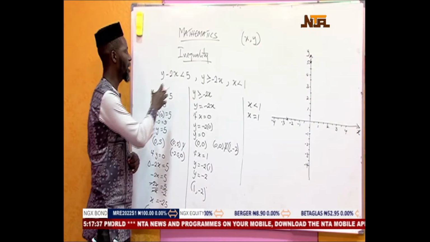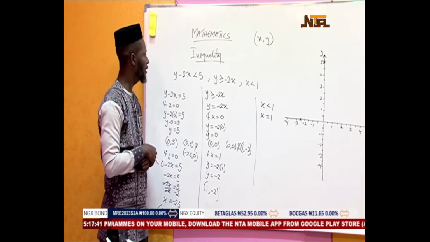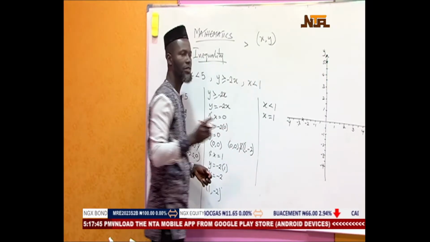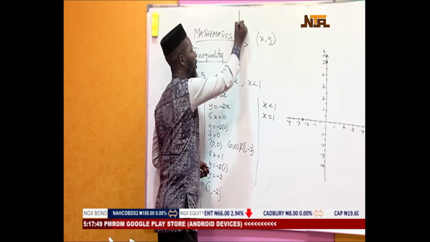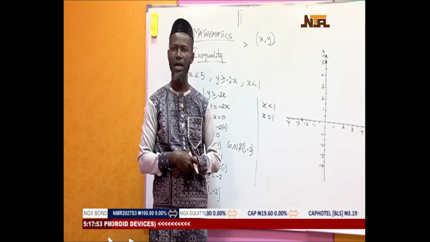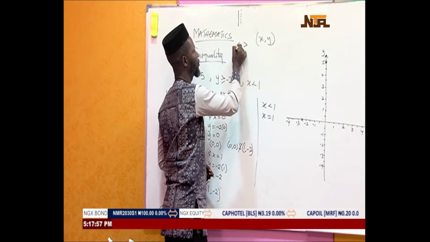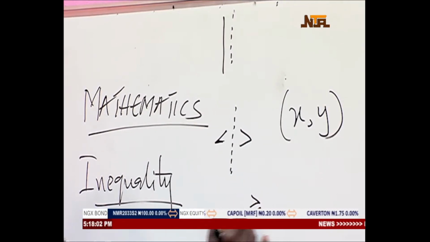Now, this is where we need the application of our inequality. That is the first stage. Now, the next stage is the sign we are given, because for this we have two kinds of lines. It's either we use a thick line or we use a dotted line. It depends on the inequality sign that we are given. If you are given greater than or less than, you use a dotted line. But if you are given greater than or equal to or less than or equal to, you use a thick line. So that's the difference between the two.